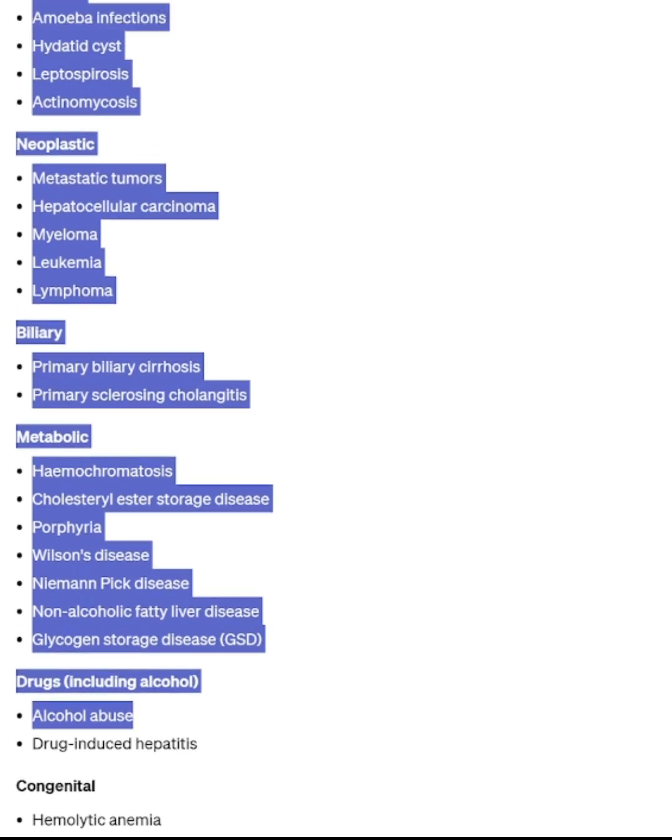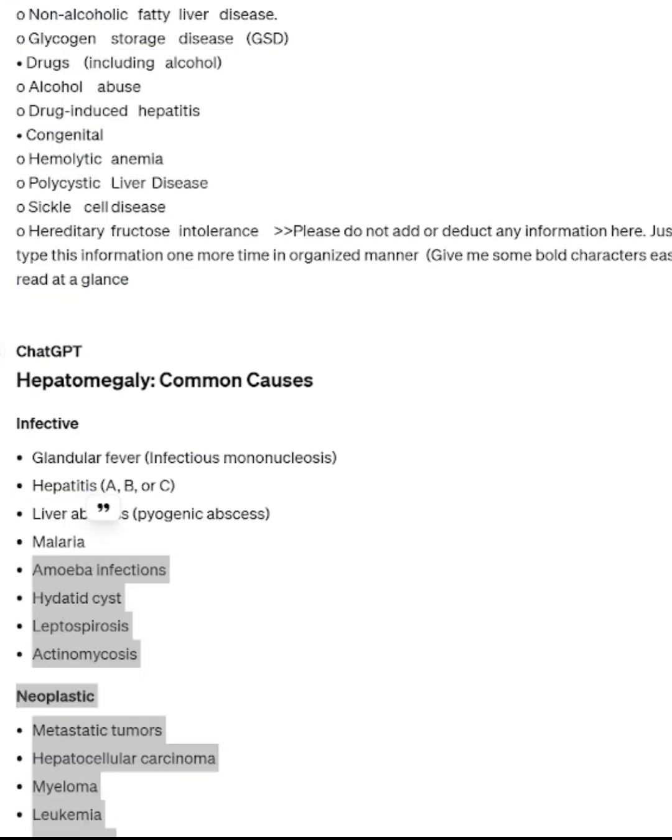Hepatomegaly, common causes: infective, glandular fever, infectious mononucleosis, hepatitis A, B, or C, liver abscess, pyogenic abscess, malaria, amoeba infections, hydatid cyst, leptospirosis, actinomycosis. Neoplastic, metastatic tumors, hepatocellular carcinoma, myeloma, leukemia, lymphoma. Biliary, primary biliary cirrhosis, primary sclerosing cholangitis.